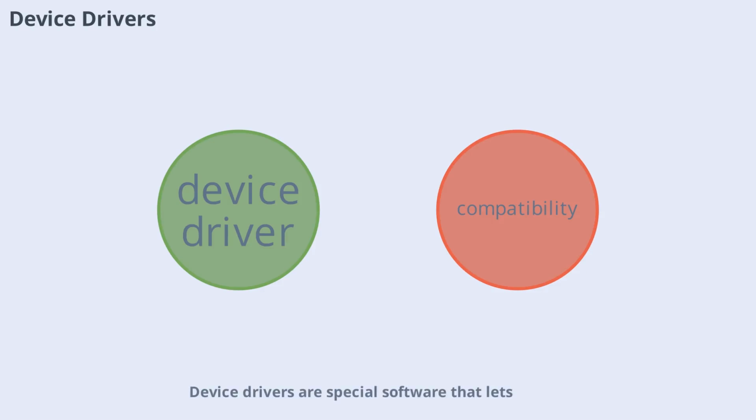Device drivers are special software that lets your operating system communicate with hardware components. Without the right drivers, your hardware may not work properly. Manufacturers provide drivers for things like graphics cards, printers, and network adapters. Keeping drivers up to date ensures your hardware runs smoothly. Next, let's talk about hardware compatibility.